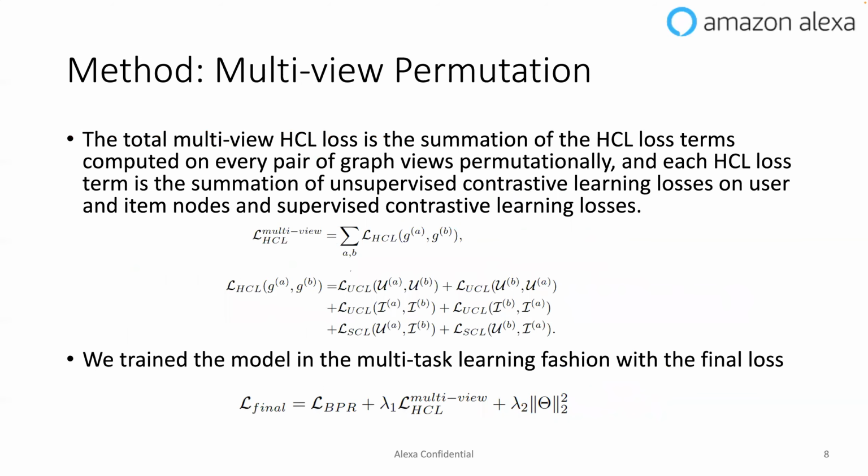For the multi-view permutation, the total multi-view HCL loss is the sum of the HCL loss terms computed on every pair of graph views permutationally, and each HCL loss term is the summation of the unsupervised contrastive learning loss on user and item nodes and the supervised contrastive learning loss as well. The formula is shown below. And we train the model in a multitask learning fashion with a final loss.